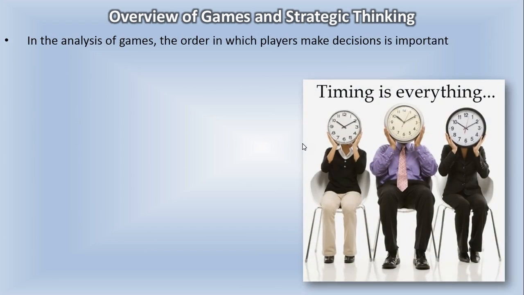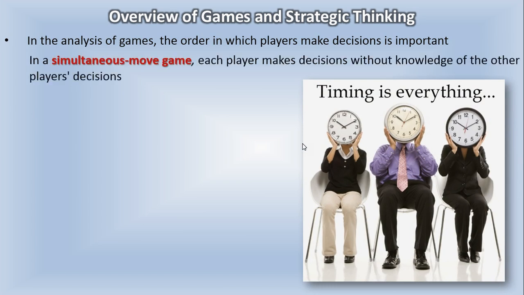All right, so in the analysis of games, the timing in which the decisions are made is important. So in a simultaneous move game, each player makes decisions without knowledge of the other player's decisions. They make the decision at the same time. So the Cournot setting is a simultaneous move game, essentially.